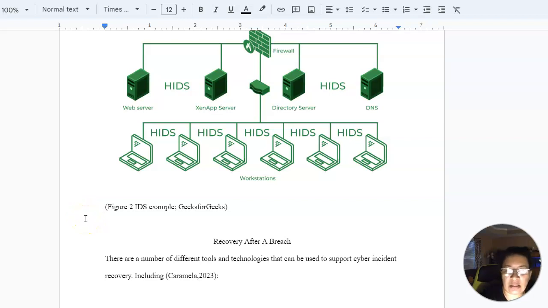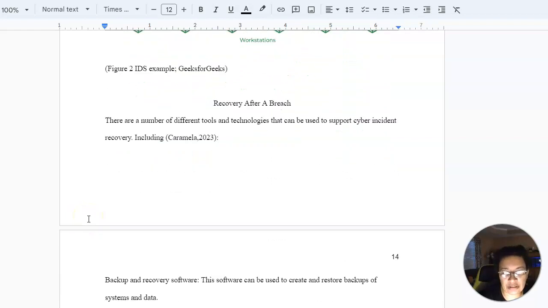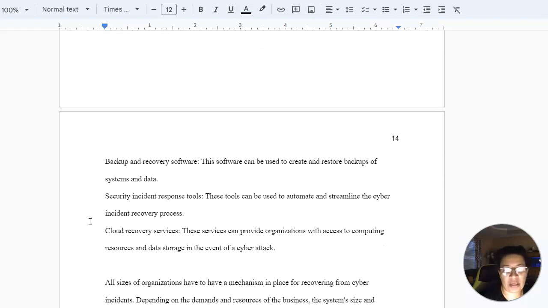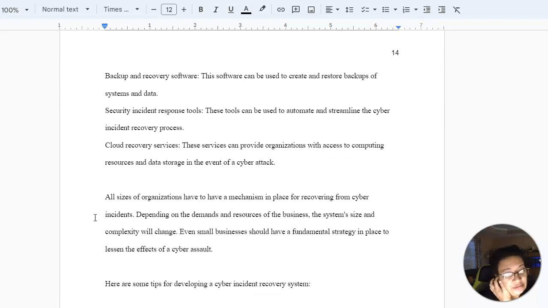Next, we'll be discussing recovery after a cyber incident or a breach. There are a number of different tools and technology that can be used to support cyber incident recovery, such as backup and recovery software. Software can be used to create and restore backups of system data. There's a security incident response tool. The tools can be used to automate and streamline the cyber incident recovery process.